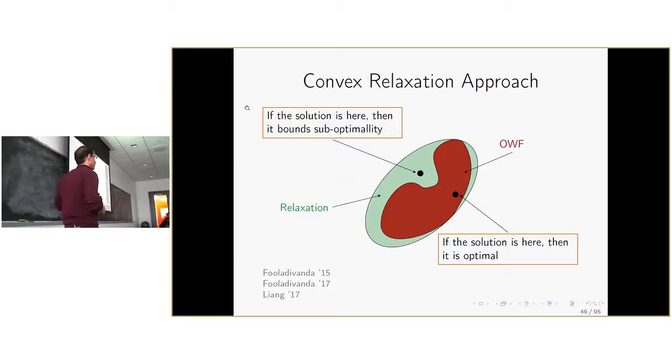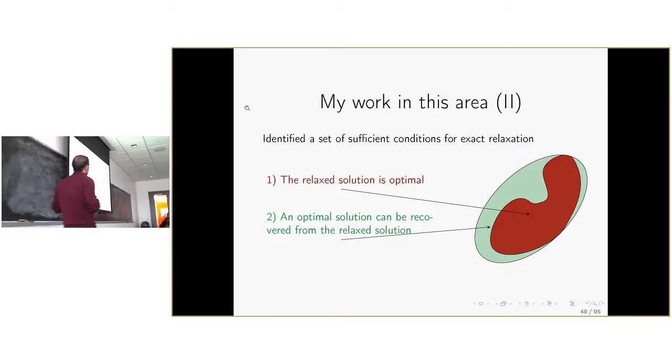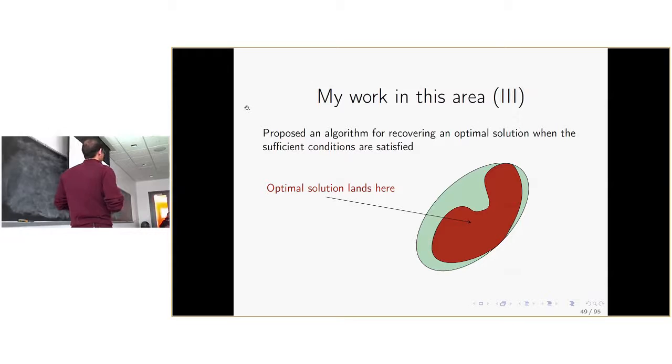I propose the second order cone relaxation for the optimal water flow problem, and identify a set of conditions under which this relaxation is exact. I then propose an algorithm for recovering an optimal solution from the computed solution when all the sufficient conditions are satisfied.